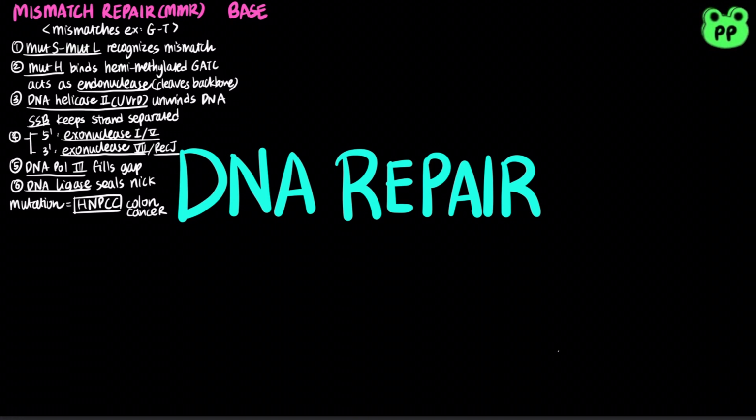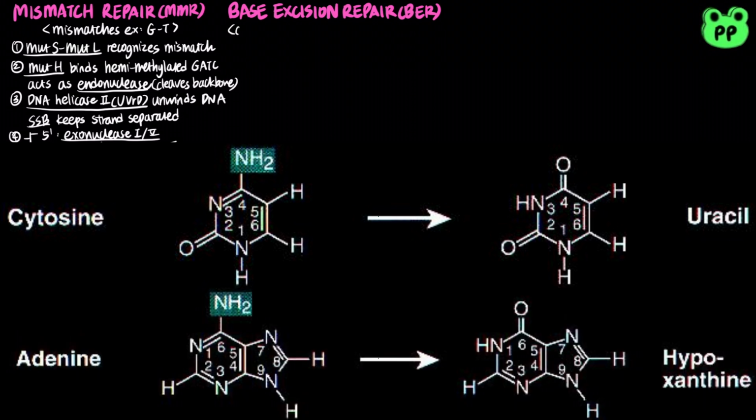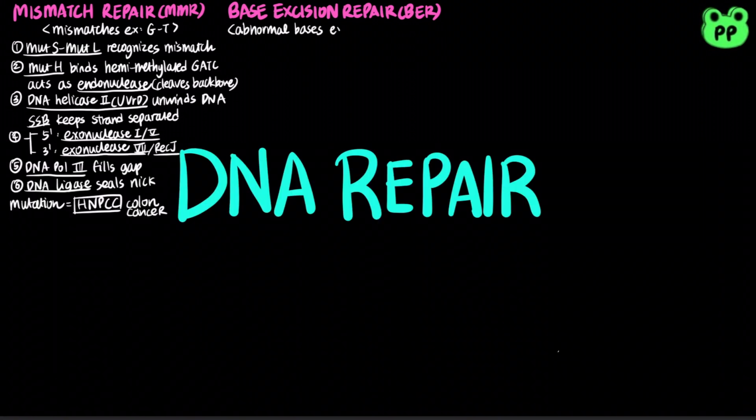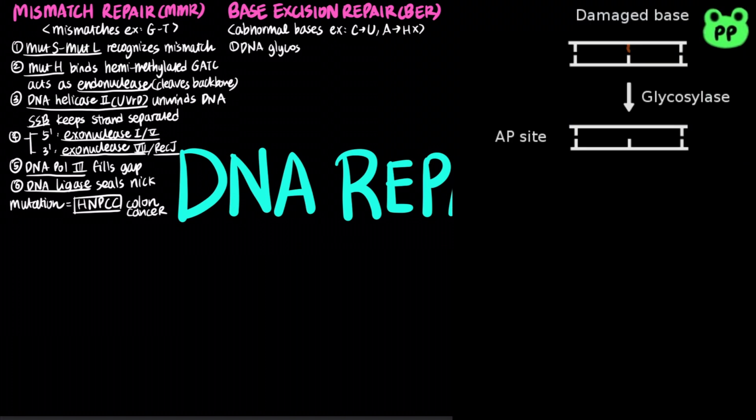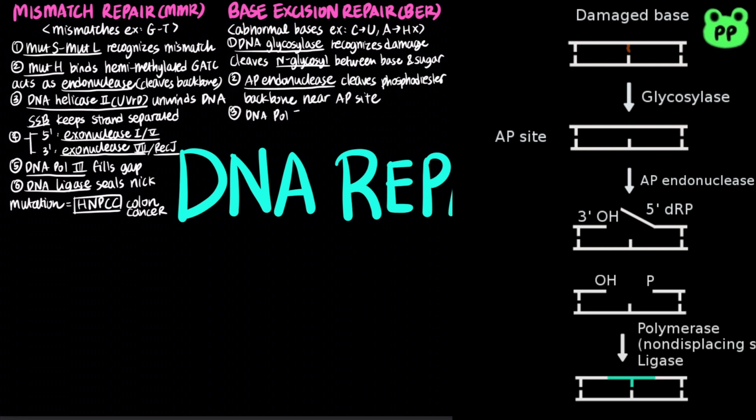The base excision repair mechanism fixes abnormal bases, such as spontaneous deamination of cytosine to uracil or adenine to hypoxanthine. Base excision repair in E. coli involves 4 main steps. First, DNA glycosylase recognizes the damaged base and cleaves the N-glycosyl bond between the nucleobase and the deoxy sugar, resulting in an apurinic site in the DNA, also known as the AP site. The AP endonuclease then cleaves the phosphodiester backbone near the AP site. DNA polymerase 1 fills the resulting gap and DNA ligase seals the nick.